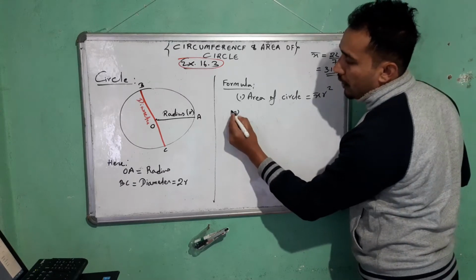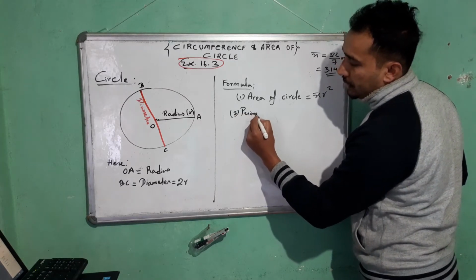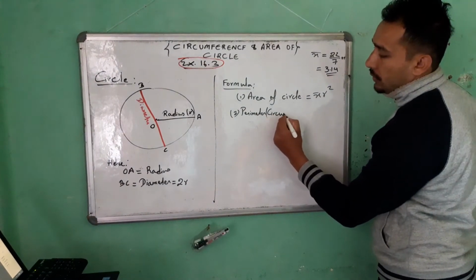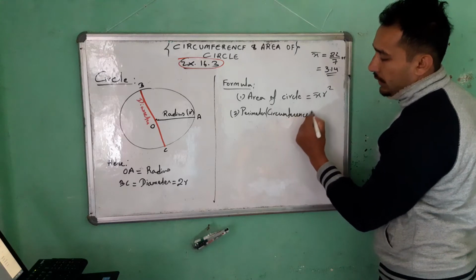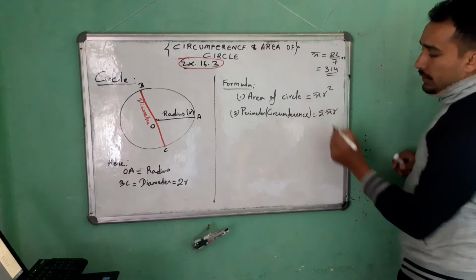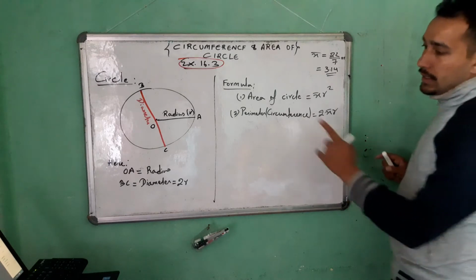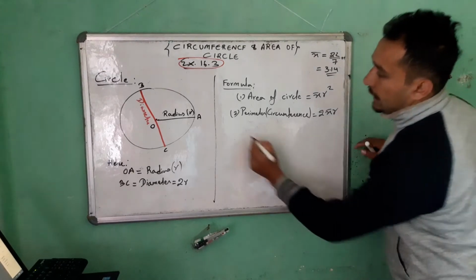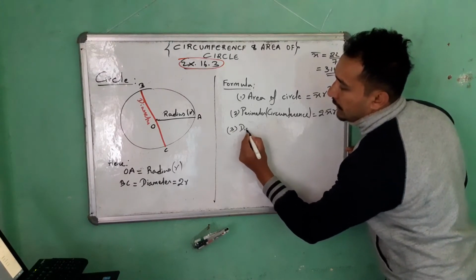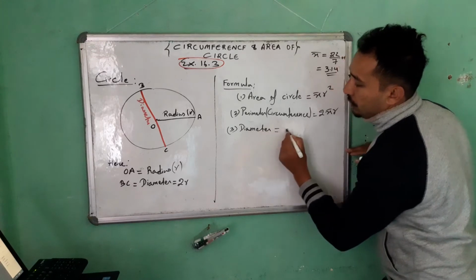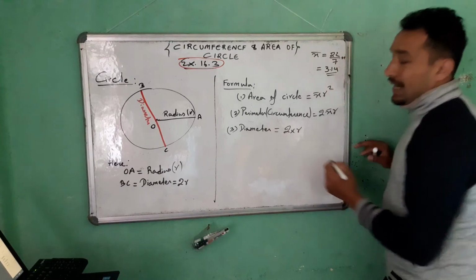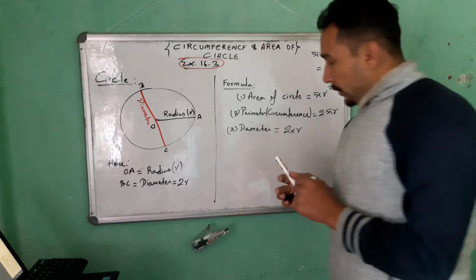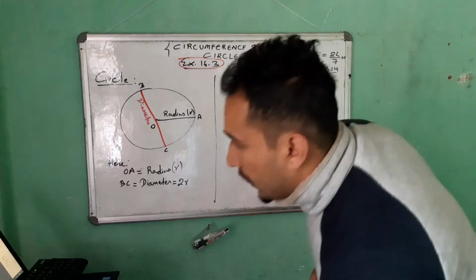Area is this. Number 2, perimeter or circumference. Circumference is given by 2 pi r. R is radius, denoted by R. And number 3, diameter. Diameter is equal to 2 into R. R means radius. I have already marked here. Okay, with these 3 formulas, let's proceed with the questions.